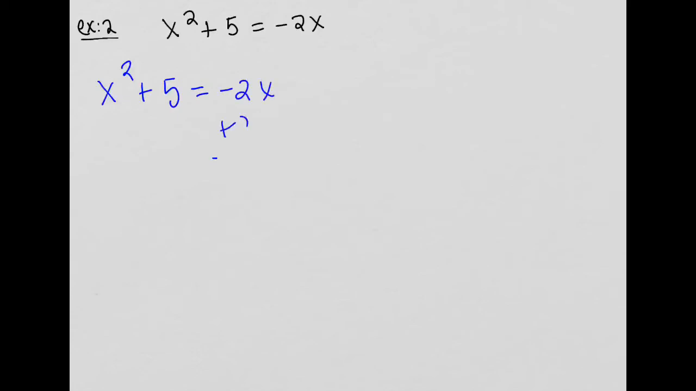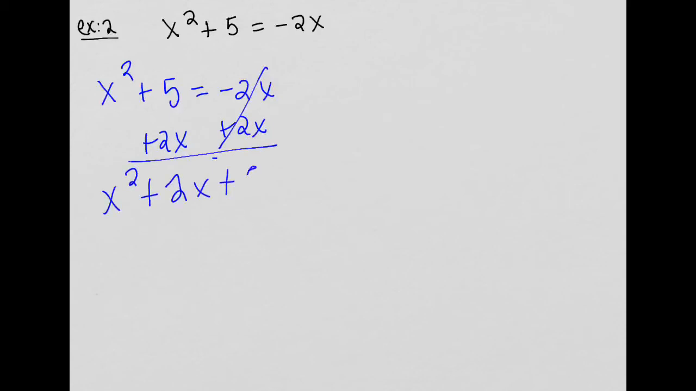So I'm going to add the 2x to this side. As I add the 2x, I'm going to write it in descending order. So again, I have my trinomial now. I have my quadratic equation in the correct form, so I can check to see if it's factorable.